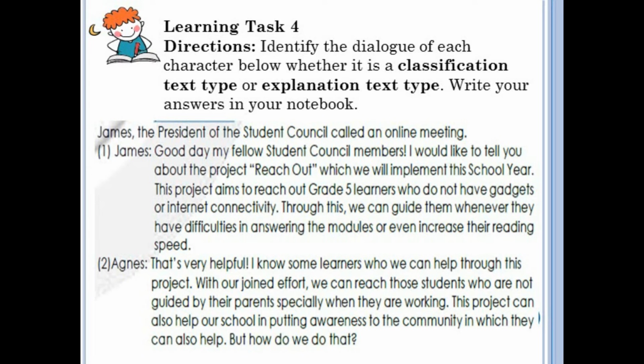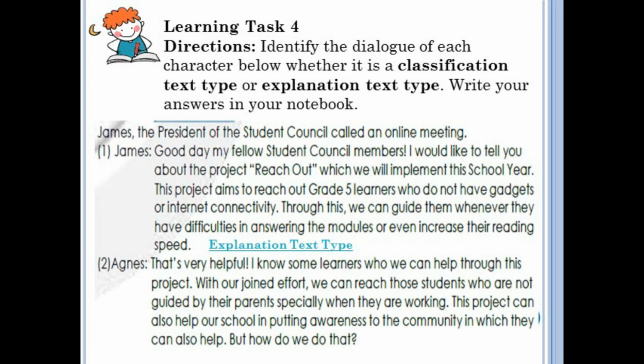So let's give the answer in number 1. The answer is correct. Explanation text type. Okay, proceed to number 2 to 5 and answer the activity.